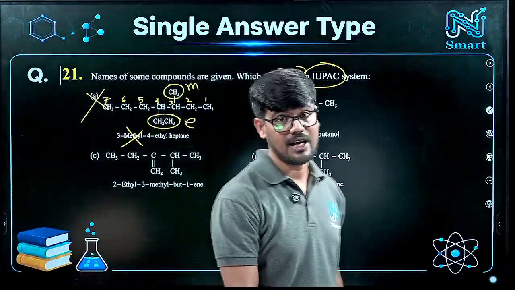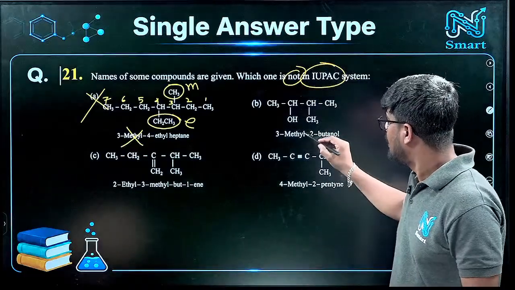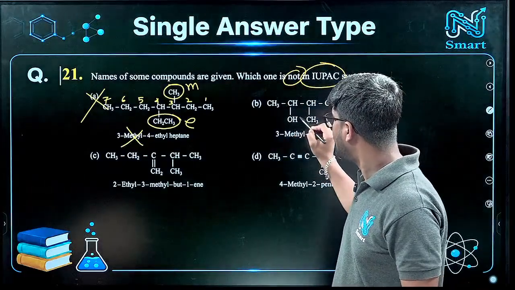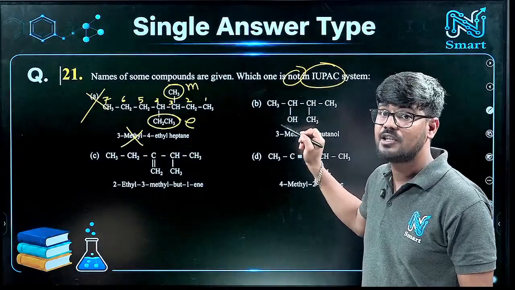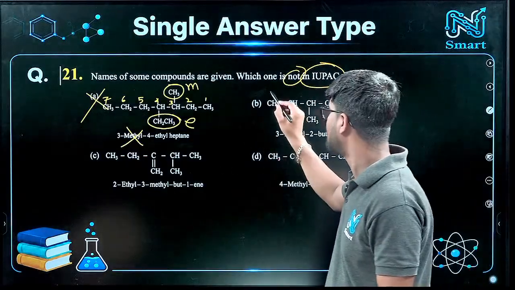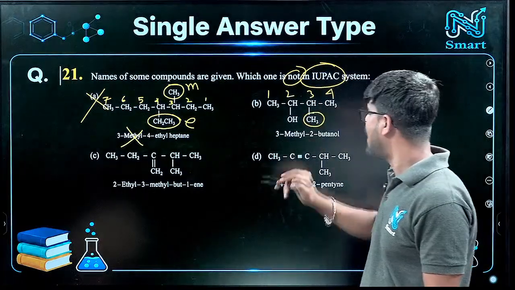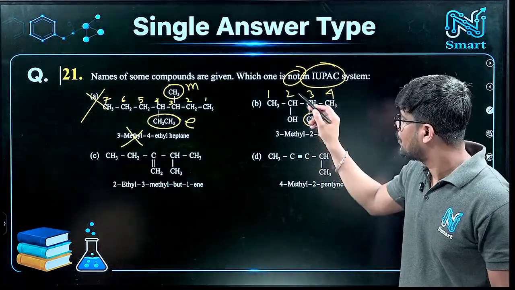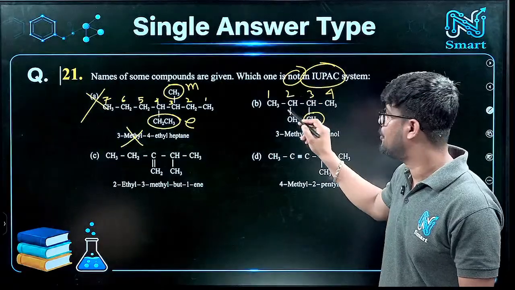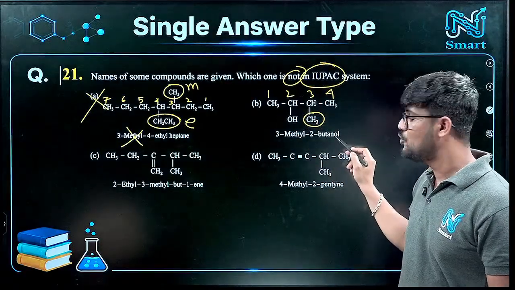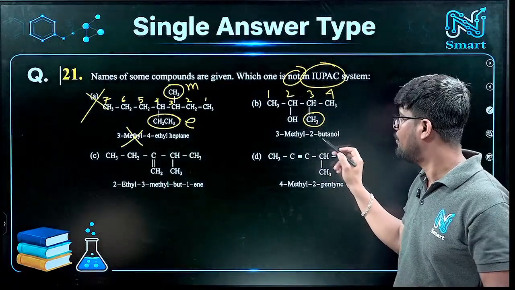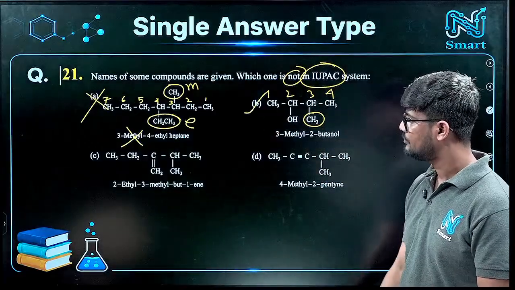Next, let's verify other options also. So here 1 2, always remember functional group is having higher priority. So this is 1 2 3 4. So at 3 we have methyl. So 3 methyl, 2 butanol or butane 2 ol. Both are same. So it is correct.